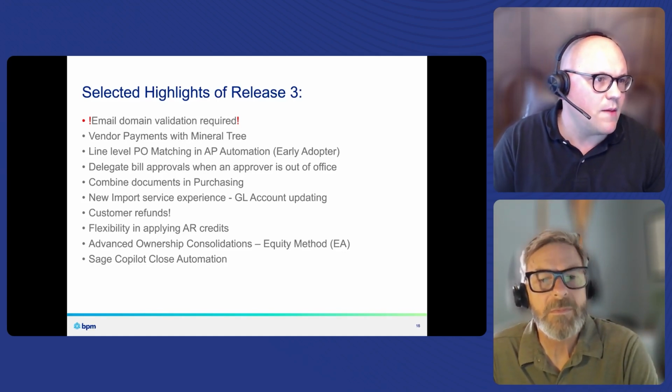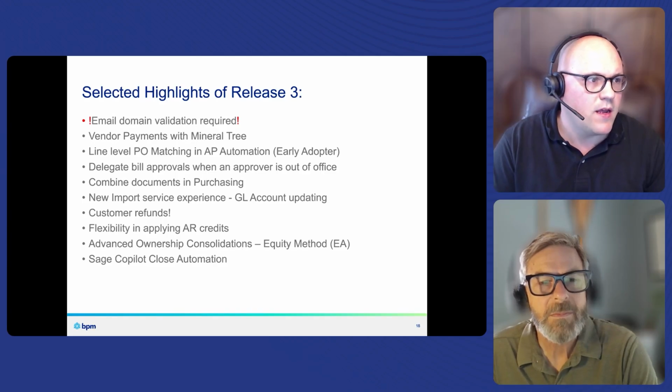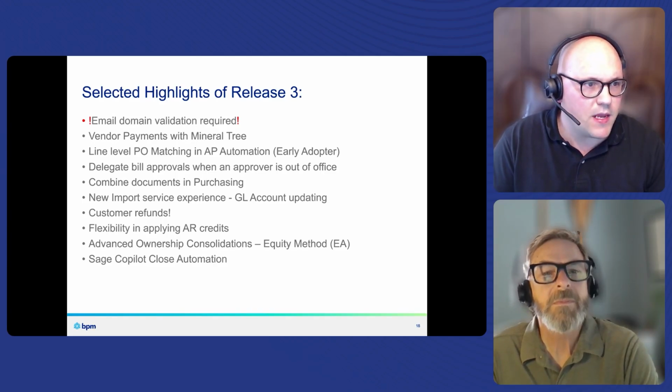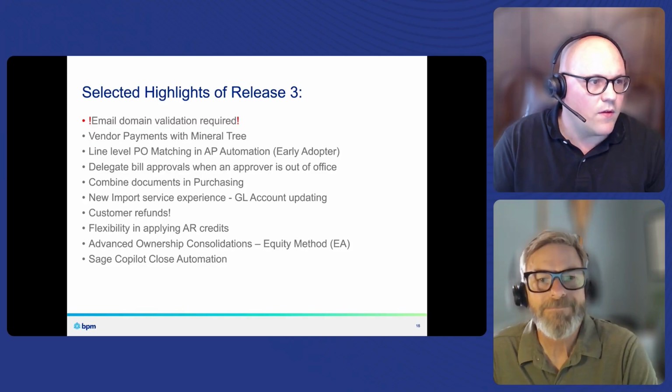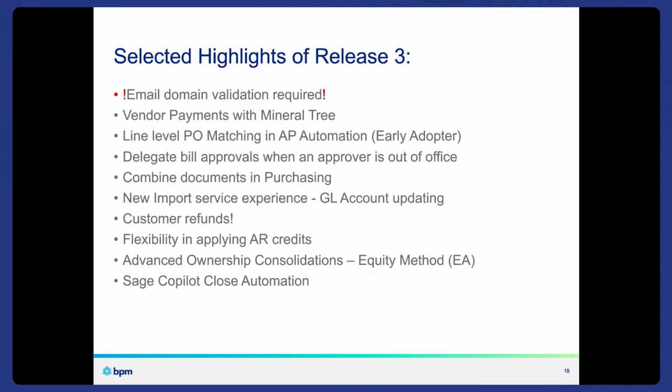So we covered the email domain validation that's required, vendor payments through Mineral Tree being a new addition, line level PO matching in AP automation, the ability to delegate bill approvals, combining documents and purchasing, the new import service experience, once again, that I'm very excited about, customer refunds, flexibility in applying AR credits, advanced ownership consolidations, now having the equity method, and then also the Sage Copilot close automation.